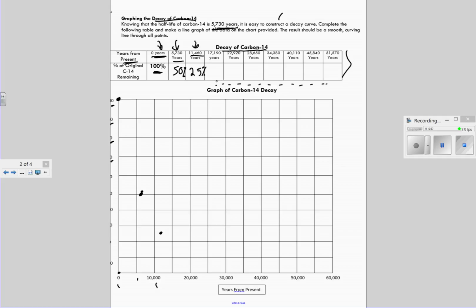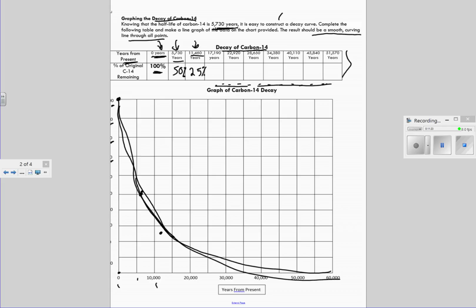Now what you're going to do is finish the rest of these data points up here, finish plotting, and then it says the result should be a smooth curving line through all your points. So you're going to make it pretty, right? Ideally, yours will look so much nicer than mine. You should end up with this curving line. That looks awful. That will go through all of the points that you've created, and you'll make it smooth. You're not going to connect the dots with jagged lines. You're going to draw a nice smooth line.